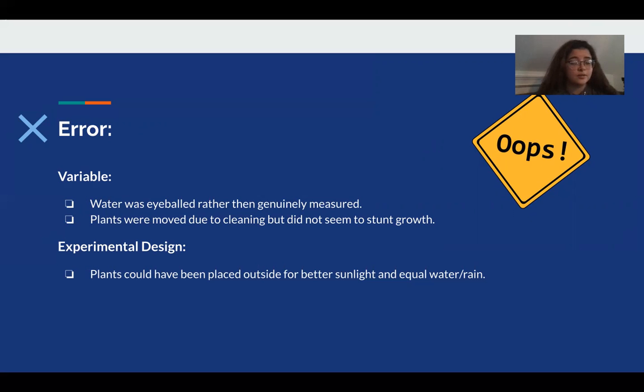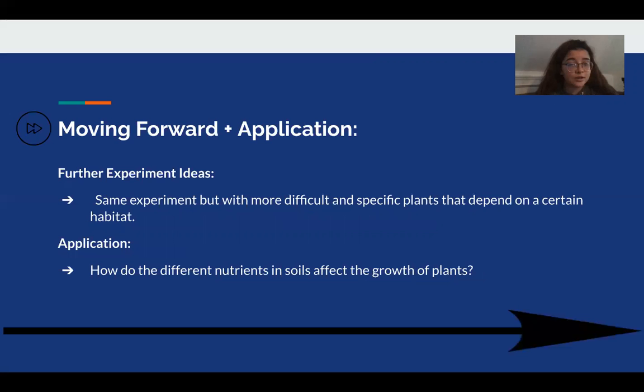And then experimental design would have been plants could have been placed outside for better sunlight and equal water slash rain. Even though it was outside, I still would have had to water it, but it would have been better for it to have more accessible sunlight. My conclusion, moving forward plus application.